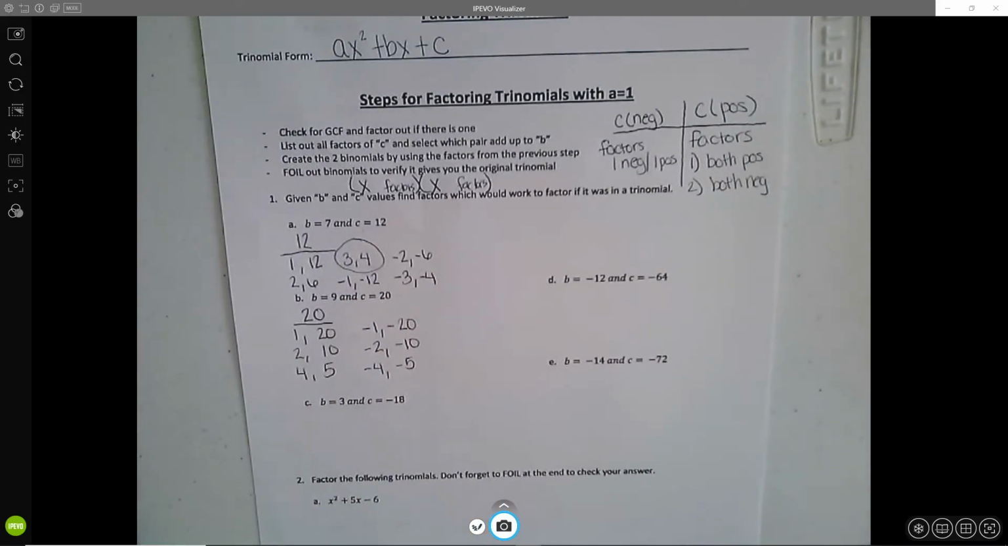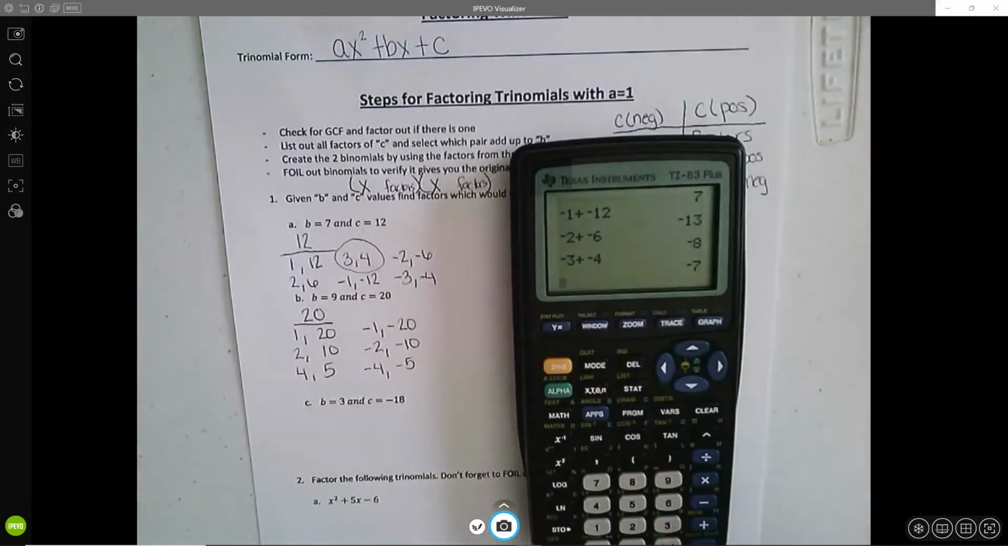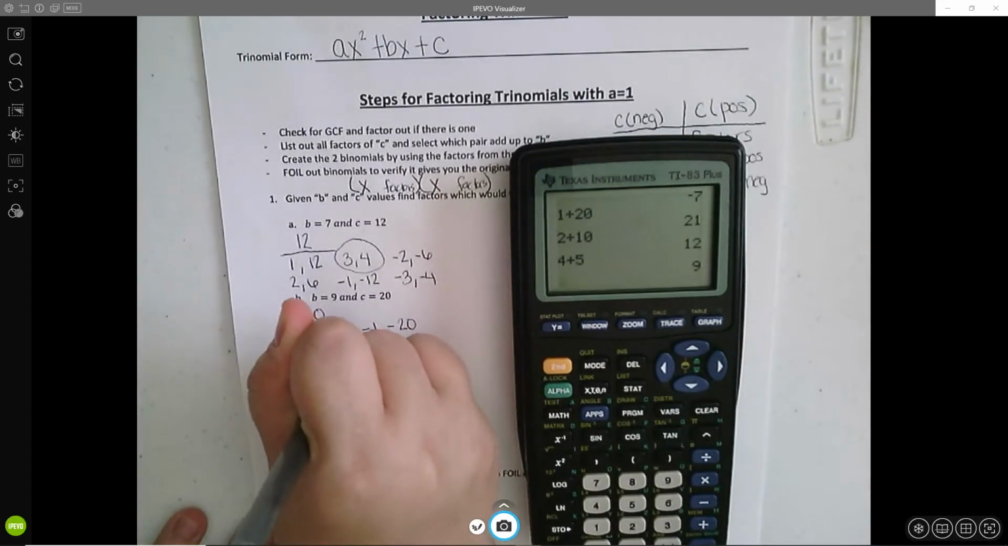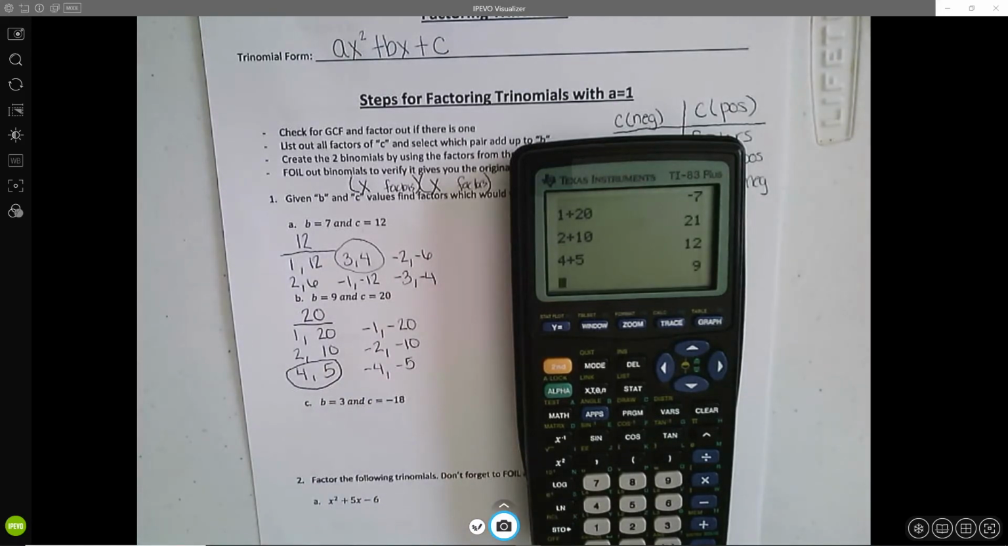Once you list your factors, then you're going to add them together and see which one gives you your B value, which in this case, B equals 9. So 1 plus 20 is 21, not 9, so I have to go again. 2 plus 10 is 12. 4 plus 5 is 9. Those are the only factors that will add to 9. I don't need to continue. Only one set of factors will give me that B value.